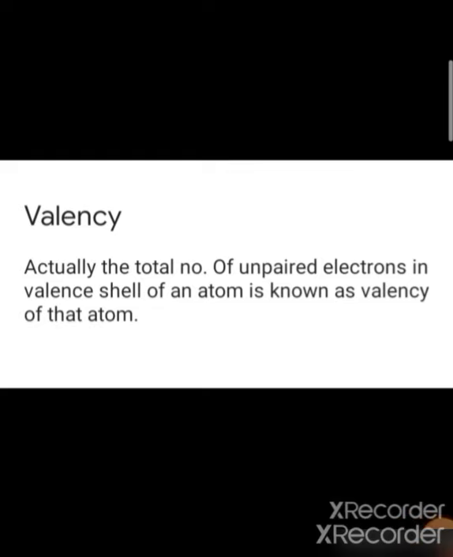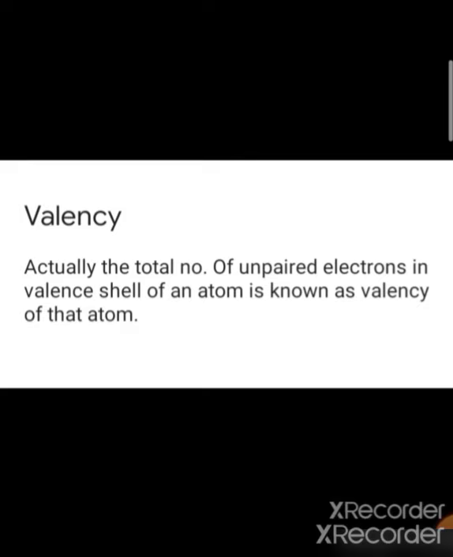Actually, what is valency? Actually, the total number of unpaired electrons in the valence shell of an atom is known as the valency of that atom. You know that the valency of hydrogen is 1. It means the total number of unpaired electrons in hydrogen is 1. What is the valency of helium? You all know the valency of helium is 0. It means the total number of unpaired electrons in helium is 0.